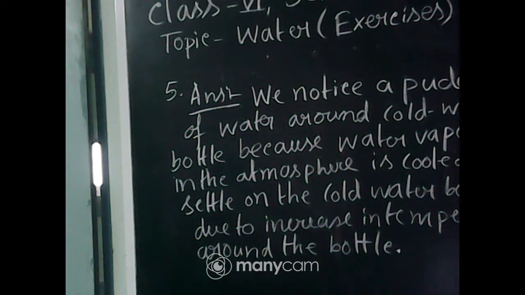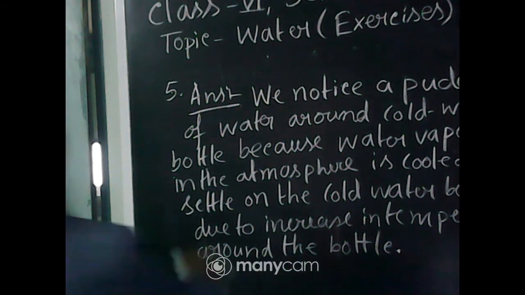Now comes the next question, that is, to clean their spectacles, people often breathe out on glasses to make them wet. Explain why the glasses become wet. The answer, you know, the air we breathe out contains carbon dioxide and moisture, and the moisture condenses on the surface of the glass to make the glasses wet. Okay, so I am rubbing this answer and writing the sixth number answer.